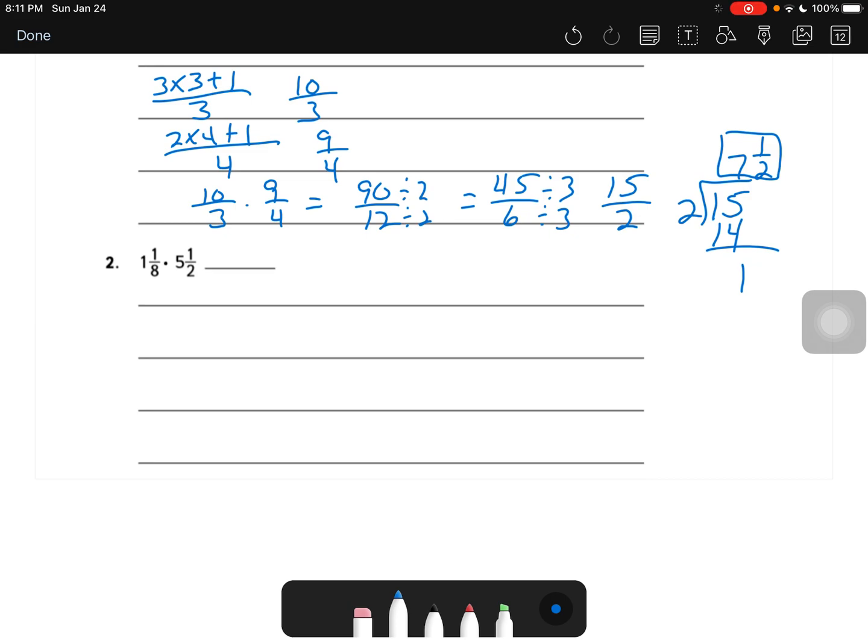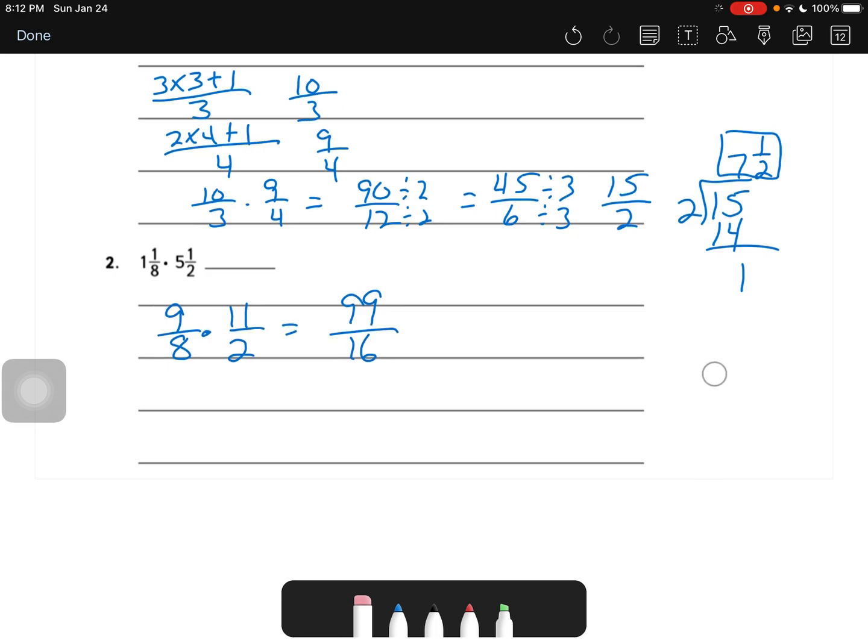All right. This one, I'm going to see if we can do this in our head. 1 times 8 is 8, plus 1 is 9, so that's 9/8. 5 times 2 is 10, plus 1 is 11, so I'd have 11 over 2. Now I can multiply across. 11 times 9 is 99, 8 times 2 is 16. So I would have 99 divided by 16.